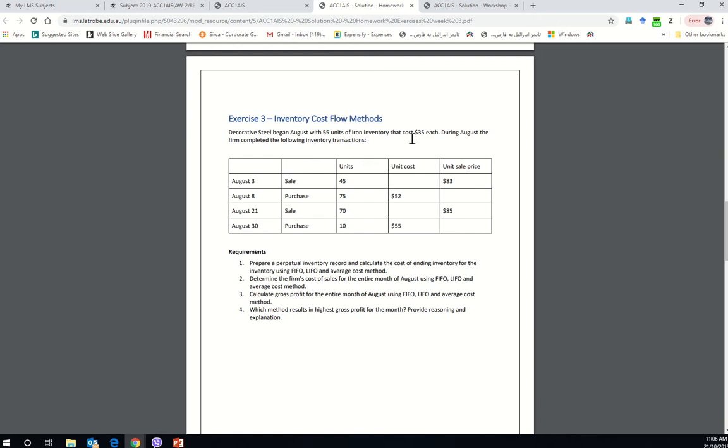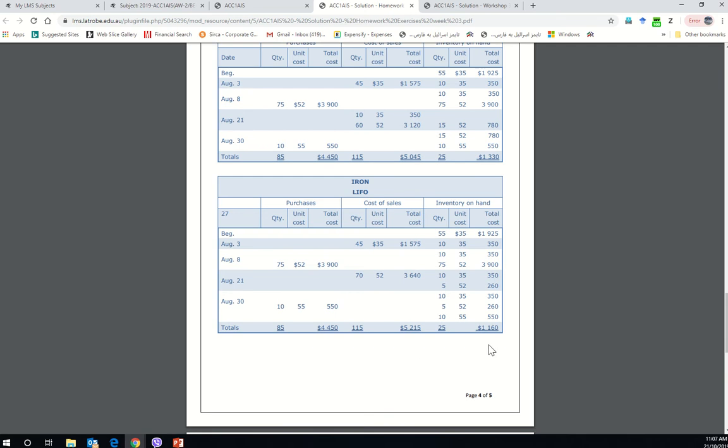Usually on the FIFO you have a higher ending balance, lower cost of sale, and higher profit. On the LIFO, you have a lower ending balance, higher cost of sale, and lower gross profit. So on the LIFO you pay lower taxes, on the FIFO you pay higher taxes, and the average cost method falls between the two. It is quite important to understand the differences between them.